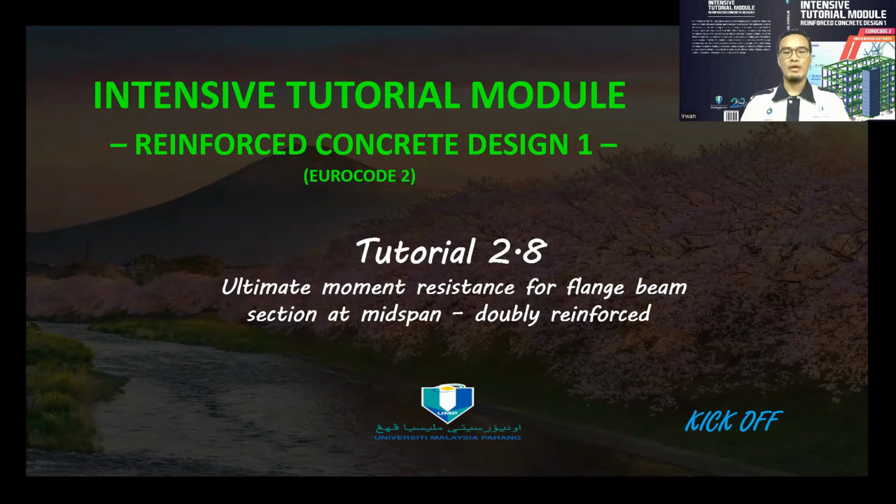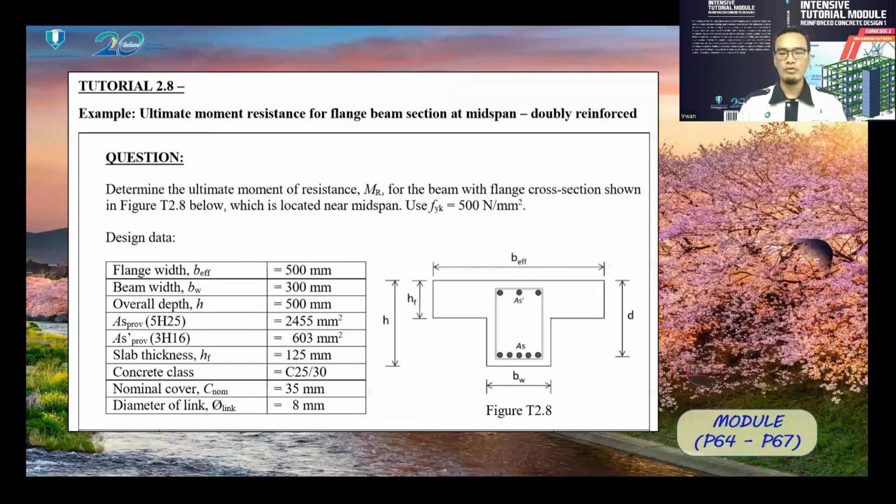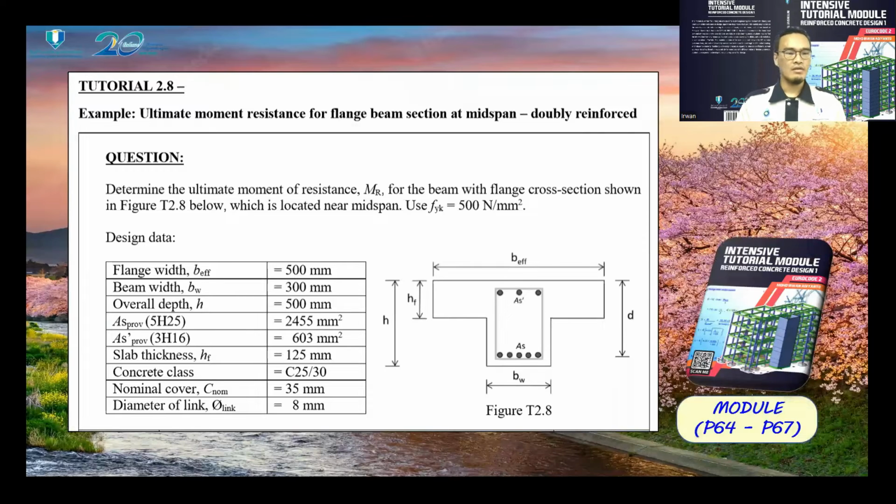Welcome to this video where I will discuss tutorial 2.8, which is the ultimate moment resistance for a flanged beam at midspan, where we will consider double reinforcement. You can refer to module page 64. The question is to determine the ultimate moment of resistance for the beam with flange cross section located near the midspan by using fyk equal to 500 Newton per millimeter square.